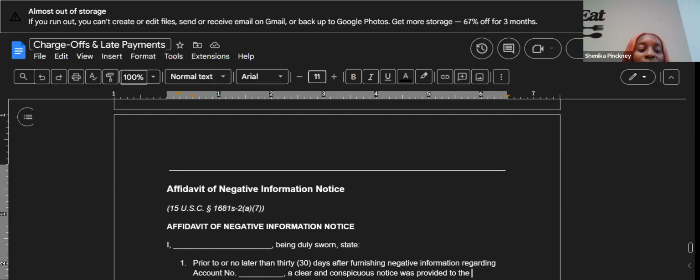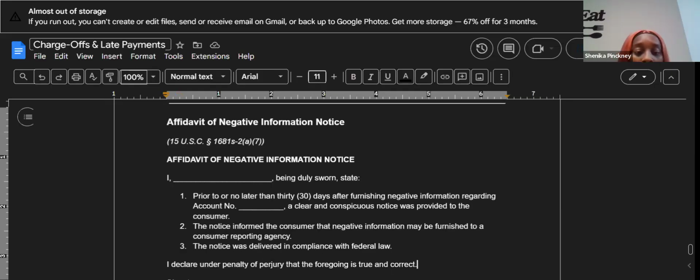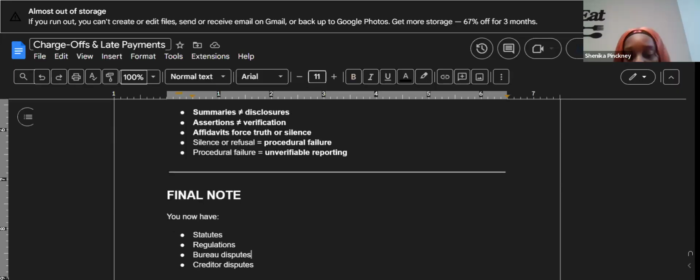All right. Now, this is the affidavit of a negative information notice. It's just like those prior to them, just stating and swearing under penalty of perjury that they actually sent those letters out no later than 30 days after furnishing negative information regarding the account number, whatever. That the notice informed the consumer that the negative information may be furnished to a consumer reporting agency, and that the notice was delivered in compliance with the federal law. So they'll just fill those out.